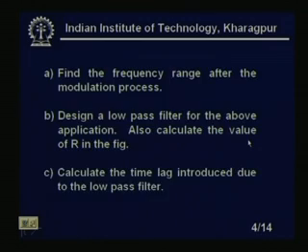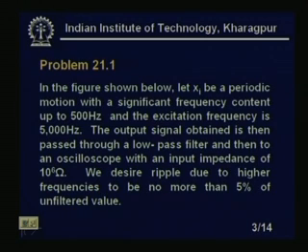Let us go back. In the figure shown below, let xi be a periodic motion. So, this time we are measuring periodic signals. Let xi be a periodic motion with a significant frequency content up to 500 hertz, and the excitation frequency is 5000 hertz. The output signal obtained is then passed through a low pass filter and then to an oscilloscope with an input impedance of 10 to the power 6 ohm. Just for the sake of problem solving, usually the input impedances are slightly more, even 10 mega ohm or more, but in this case we have taken 1 mega ohm. We desire the ripple due to higher frequencies to be no more than 5% of the unfiltered value.